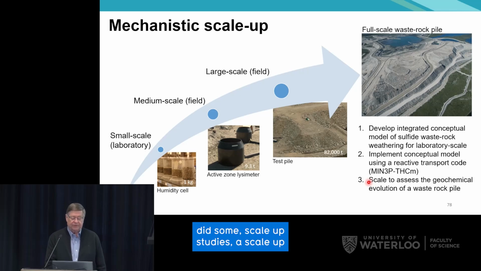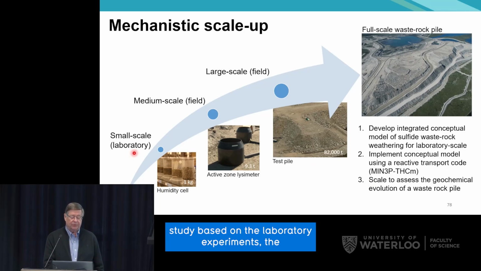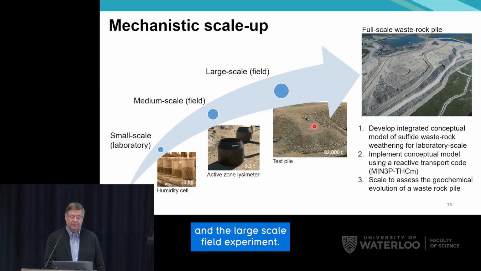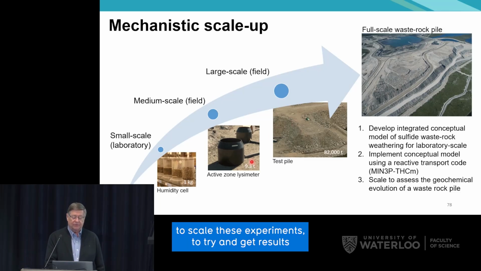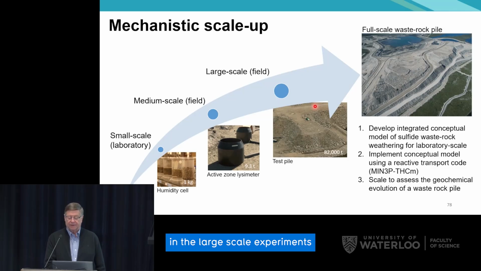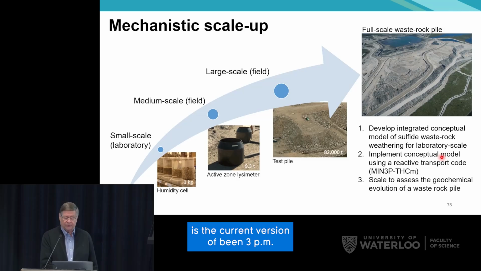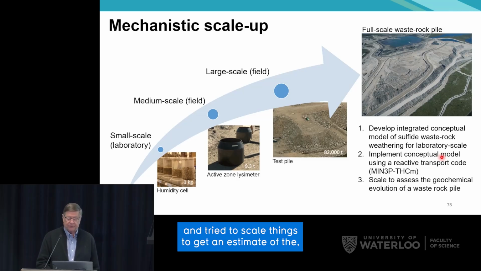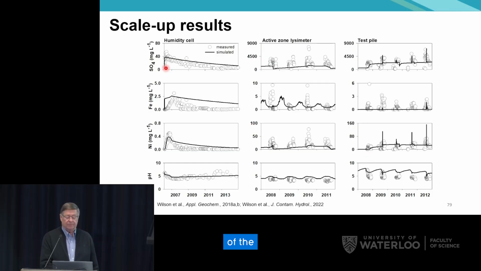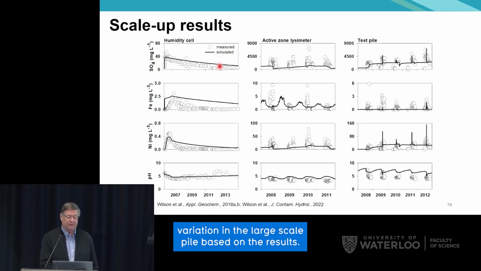So David Wilson did a scale-up study based on the laboratory experiments, this medium-scale field experiment and the large-scale field experiment, and he tried to see if it was possible to scale these experiments to get results that are similar to what we see in the large-scale experiments. So he used Min3P, the reactive transport model, the current version of Min3P, and tried to scale things to get an estimate of the variation in the large-scale pile based on the humidity cell tests.